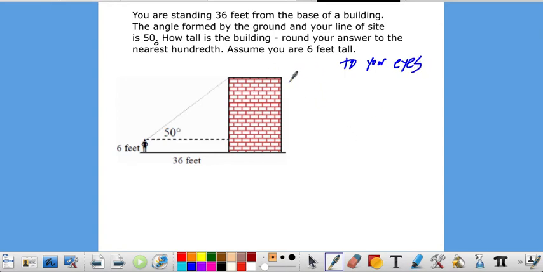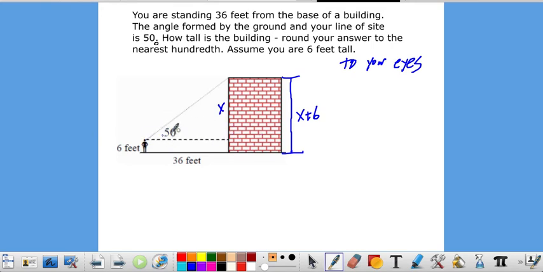So to figure out the height of the wall, we're going to figure out what this is. And then what we need to do is combine x plus 6 to find the total height of the wall, since we are starting 6 feet up. So basically, once we can find x, we just add 6 to it. We call it good.